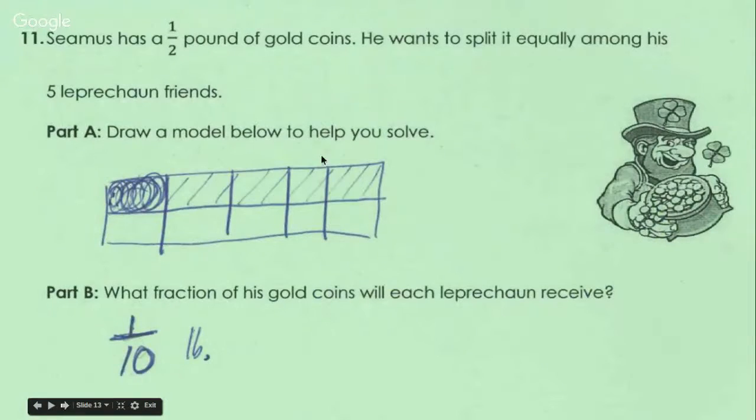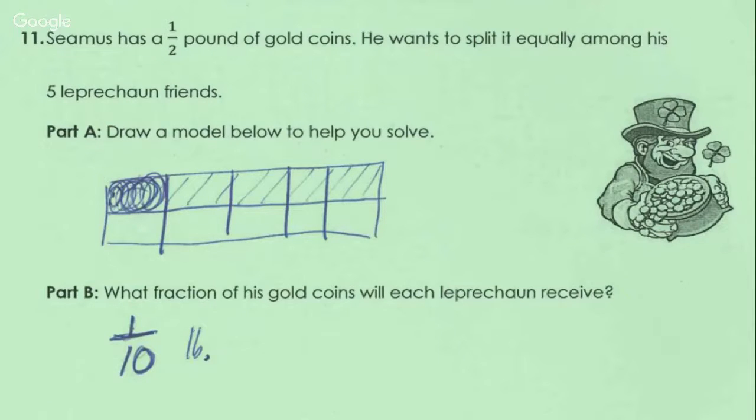All right, question number 11. Seamus has 1/2 pound of gold coins. He wants to split it equally among his 5 leprechaun friends. Now, first of all, this was intended so that Seamus was not getting to keep any of his gold coins, although I think some of you, if you came up with 1/12, then you modeled it correctly. I probably did give you credit, but just be aware that Seamus was not supposed to be keeping any of his gold coins.